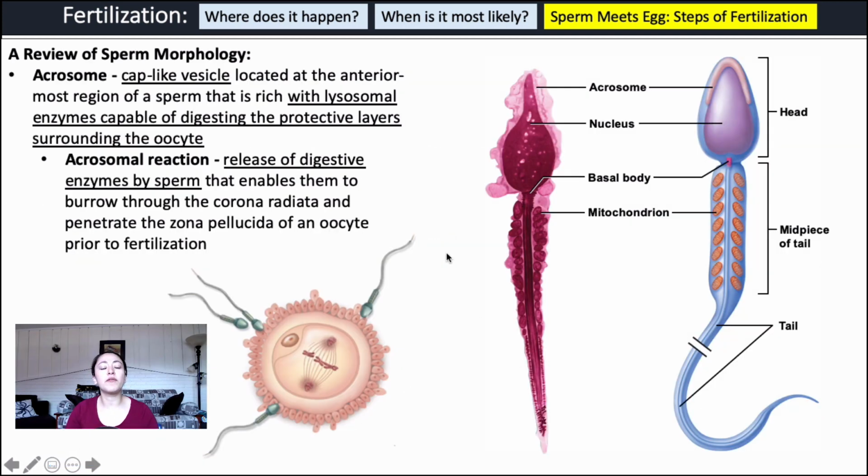So just a little bit of a review of sperm morphology. Again, one of the most important structures in the sperm to allow it to penetrate the egg is called the acrosome, which is this cap-like vesicle located in the tip of the head of the sperm. And it contains a whole bunch of lysosomal enzymes, so digestive enzymes that help to break down the barriers around the egg. Whenever a sperm releases these digestive enzymes onto the surface of the egg, we call that an acrosomal reaction. And it will actually allow them to penetrate the corona radiata as well as the zona pellucida.